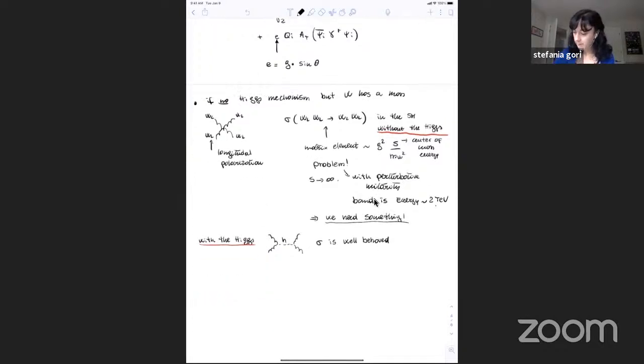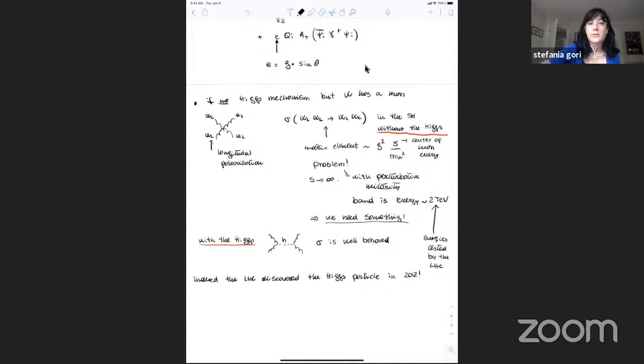And because these are the energies tested by the LHC, and indeed, the LHC, as we all know, discovered the Higgs particle in 2012. So I can show you a slide about this. I find it pretty cute.